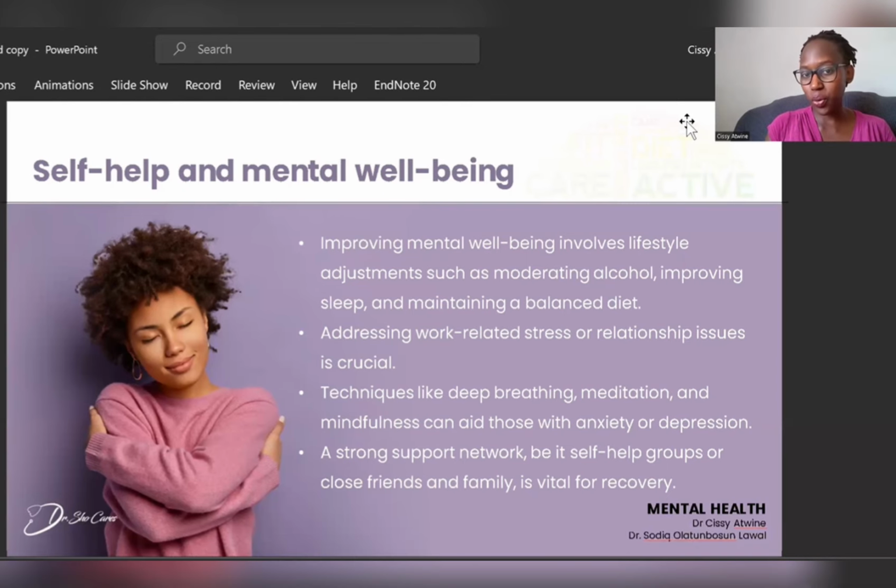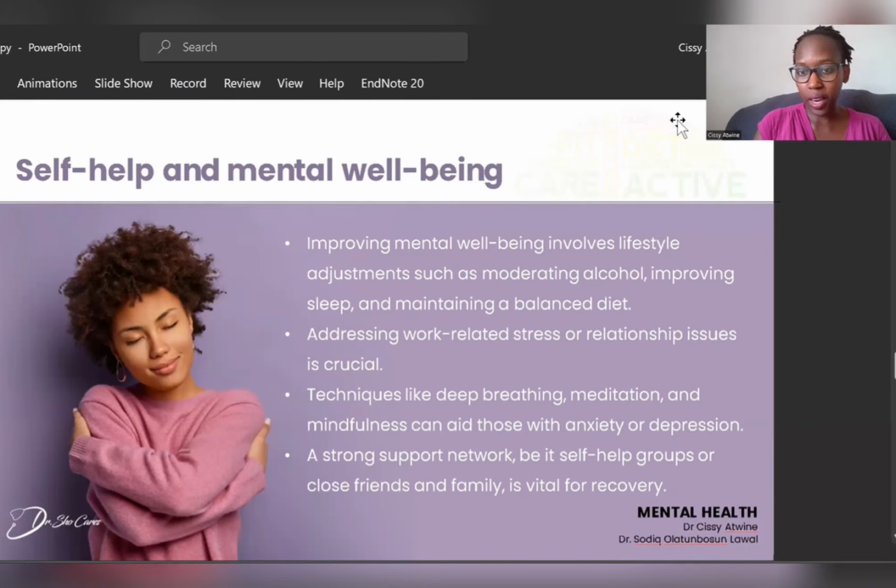Addressing work-related stress or relationship issues is crucial. So if you're struggling in your relationships with your partner, with your family, with your parents, you want to be working on those as much as you can, because remember, there's a lot that's not in your control, but you want to try and figure out what is in your control and what can you do about that.